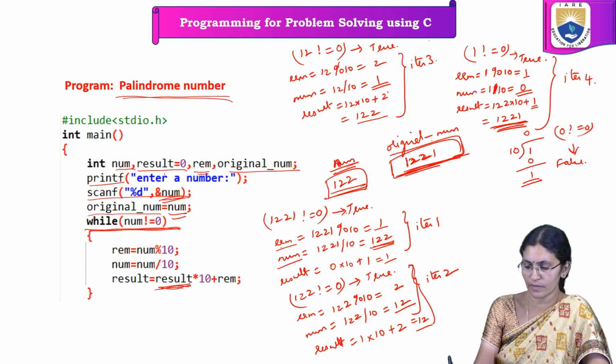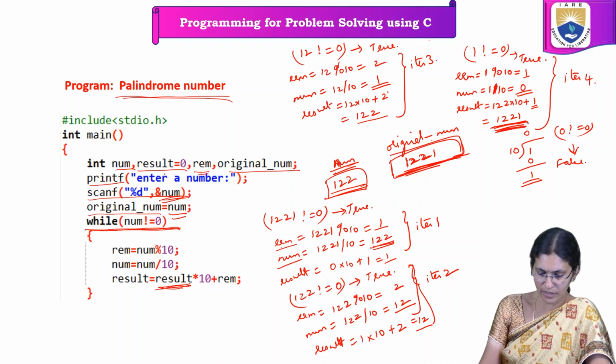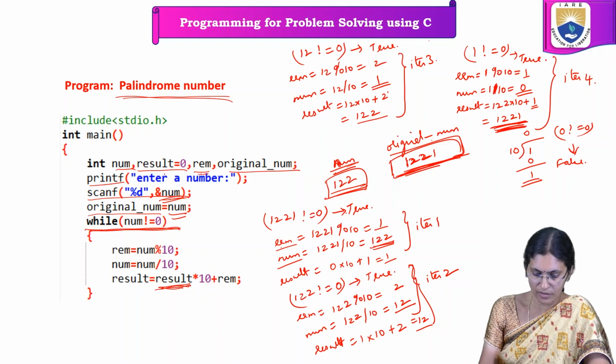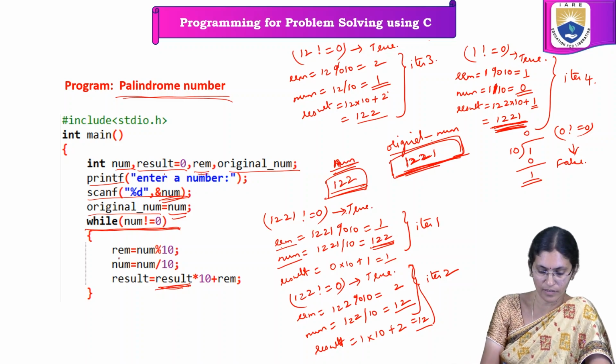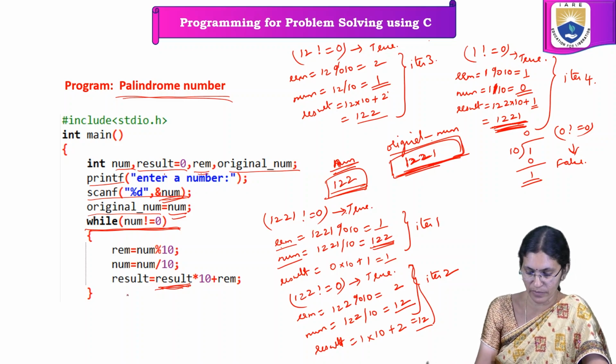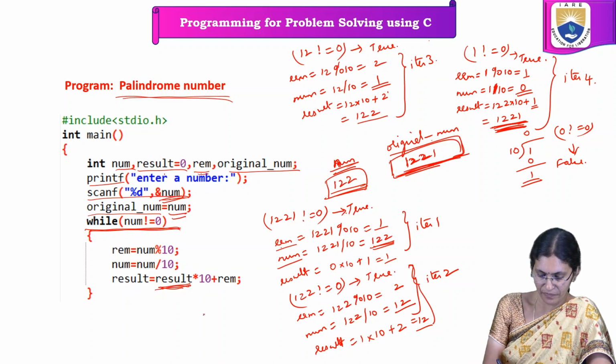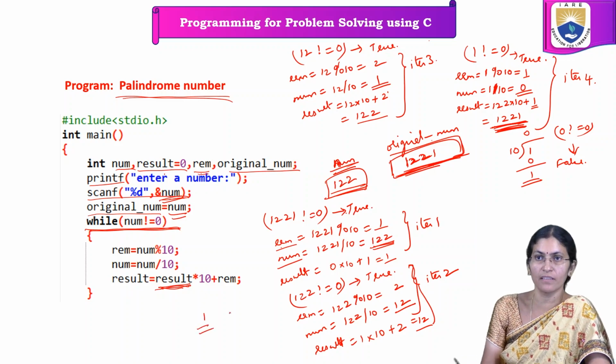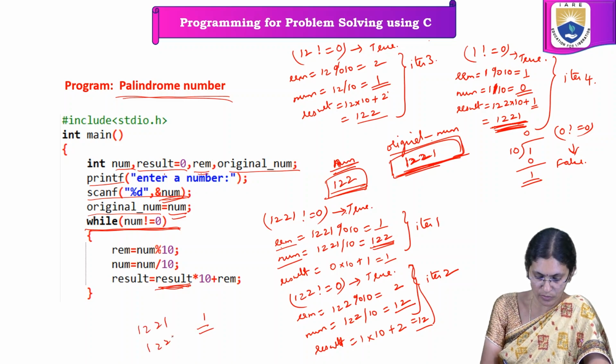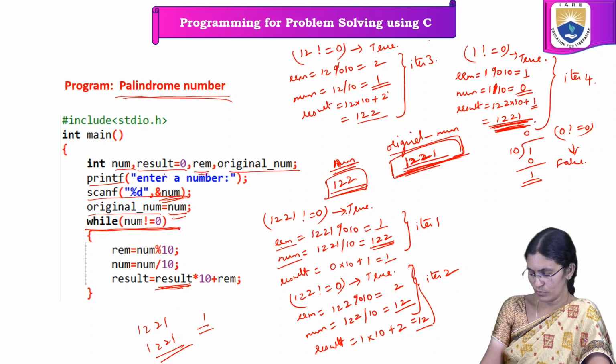After reversing the number, you got this. So what we are doing in this program is we are separating each of the digits, so 1, and then calculating the reverse. So 1221, reverse of this is 1221 only. So original number is 1221, then after reversing, we got 1221.